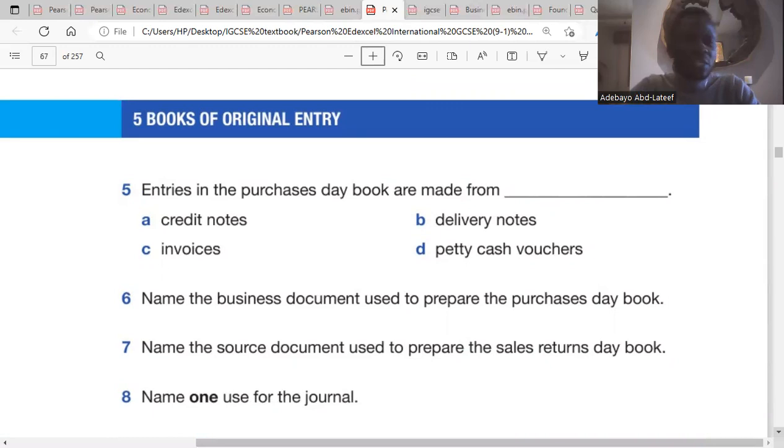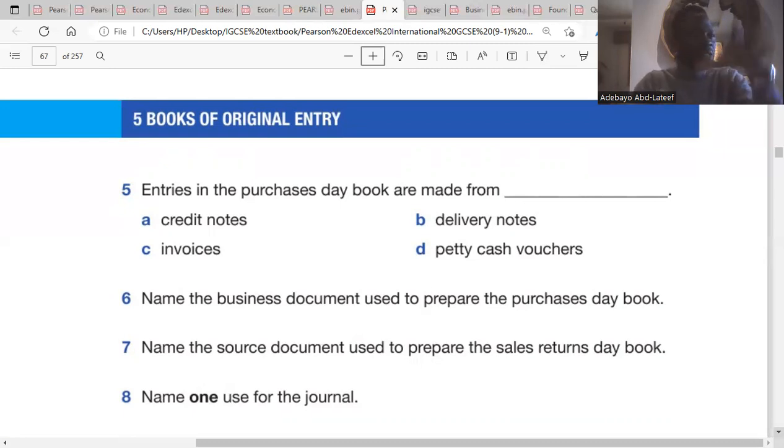Yeah, they said entries in the purchases day book are made from these invoices, but not just an invoice. Here they wrote credit notes, delivery notes, petty cash voucher. Let me quickly explain these ones. Credit notes, we said it already. This is a document from the supplier notifying the credit customer that a certain amount has been deducted from its invoice. Delivery notes is the item.